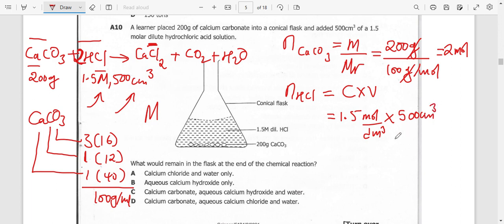cubic centimeter. Now, you want your answer to be in moles. If you look at this, you have a decimeter cubed down, you have a centimeter cubed here. You can't cancel those.